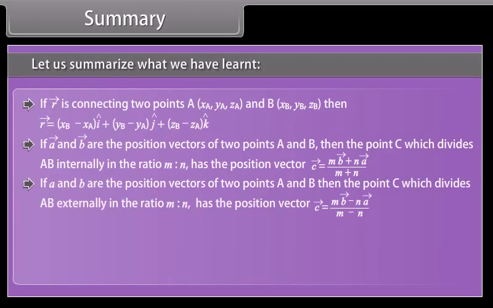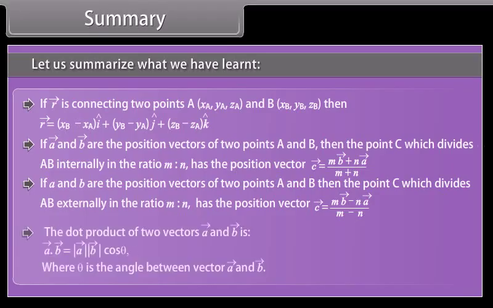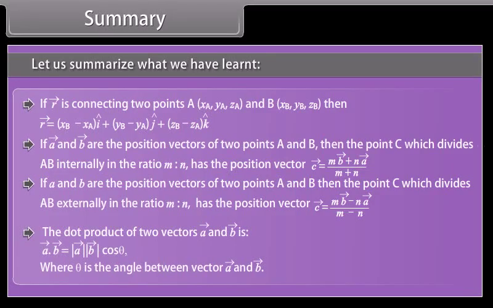If A and B are the position vectors of 2 points A and B, then the point C, which divides AB externally in the ratio m:n, has the position vector: vector C equals (m times vector B minus n times vector A) by (m minus n). The dot product of two vectors A and B is the magnitude of A times the magnitude of B, multiplied by the cosine of the angle between A and B, where theta is the angle between vectors A and B.